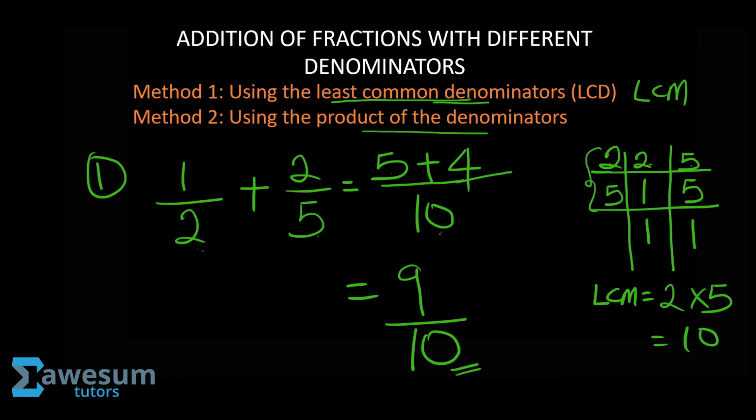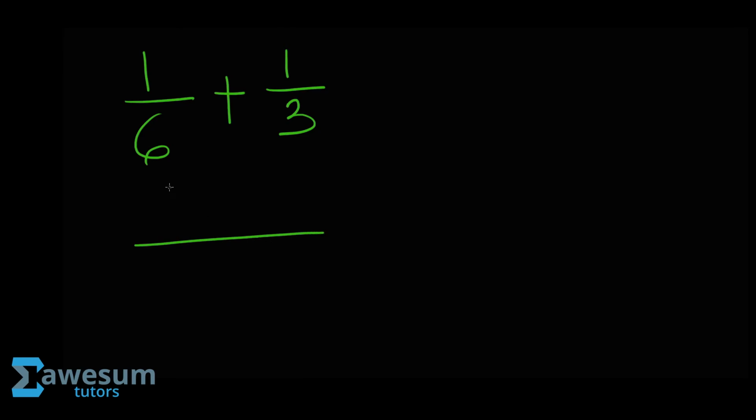Let's look at another example for you to better understand these concepts. Okay, so let's look at this example right here. 1 over 6 plus 1 over 3. What you want to do is to find the LCM first of 6 and 3, or LCD of 6 and 3.